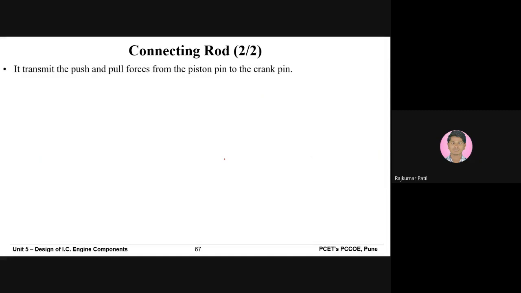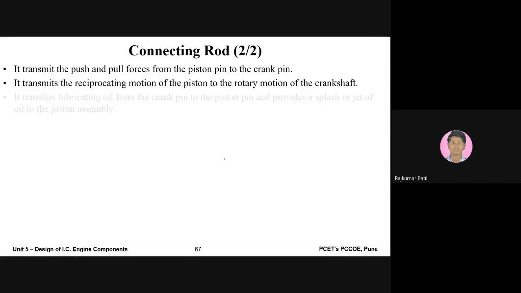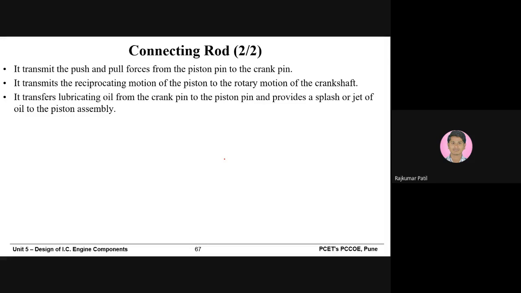The connecting rod transmits the push and pull forces from the piston pin to the crank pin. The primary function of the connecting rod is to convert the reciprocating motion of the piston into the rotary motion of the crankshaft. Also, the connecting rod transfers the lubricating oil from the crank pin to the piston pin and provides a splash or jet of oil to the piston assembly. So lubricating different components of the internal combustion engine is also a role of the connecting rod.